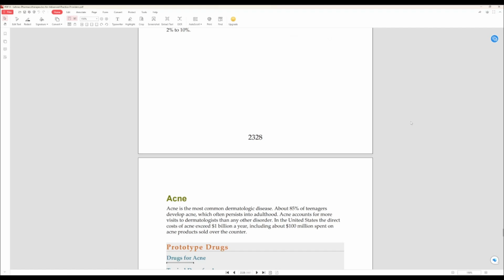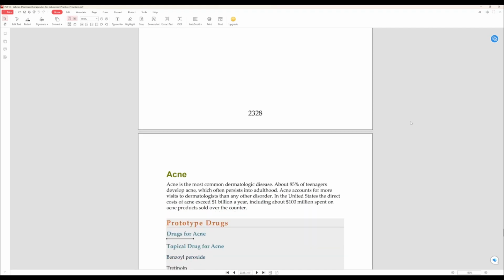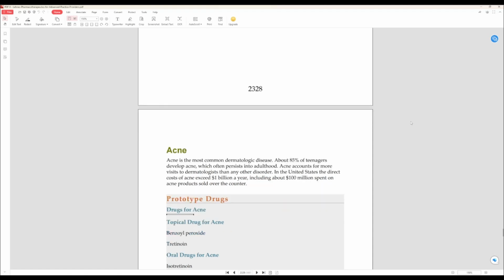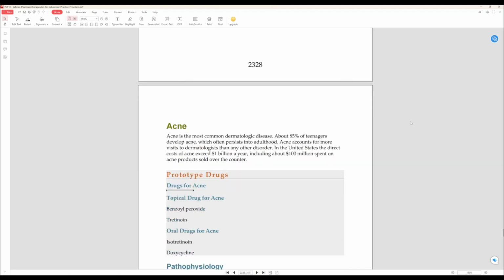Which brings us to everyone's most favorite condition, acne. Acne is the most common dermatologic disease. About 85% of teenagers develop acne, which can persist into adulthood. Acne accounts for more visits to dermatologists than any other disorder. In the US alone, the direct cost of acne exceeds $1 billion annually, including about $100 million spent on acne products that are sold over the counter.